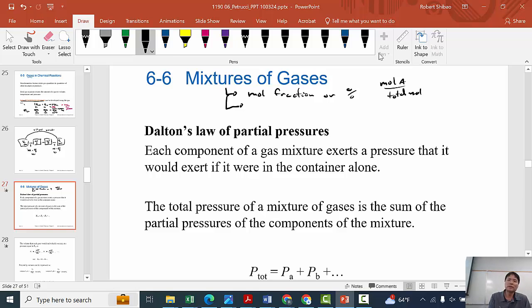Mole fractions are given this symbol, chi. Is that chi? I don't know. That's not chi, is it? It's given this weird symbol, like an X. That's a mole fraction. We'll look at this symbol more later. But for right now, you don't have to worry about this symbol. We have pressure fraction.